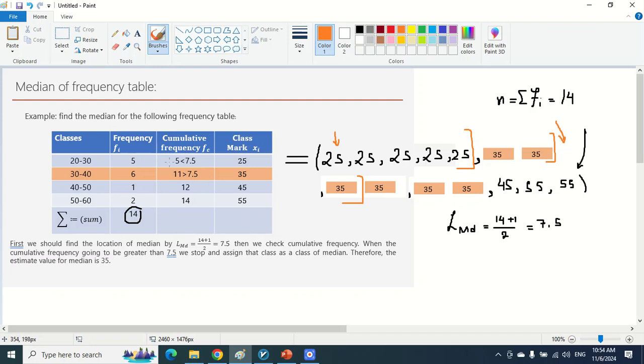And how can we do this with the frequency table? For finding the place of it, we use the cumulative frequencies. When the cumulative frequency is greater than the given location, over here it is 11, and 11 is greater than the location of median, then we consider the class mark over there as the median. Means that over here the median should be equal to 35. So this is how we can find the median based on the cumulative frequency.